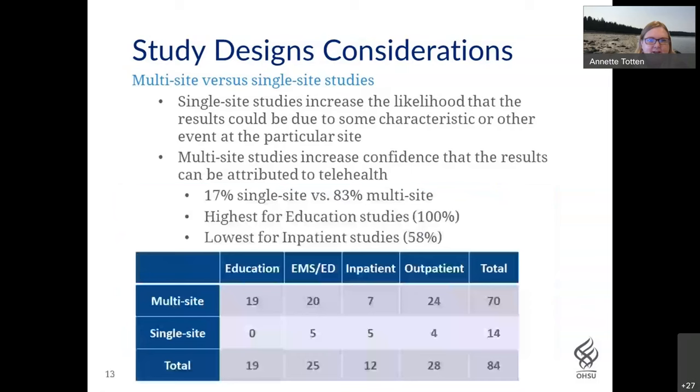Another study design consideration, and one that I'm happy to see improving, is the use of single site versus multiple sites. One of the concerns is when studies are only done in one hospital or one outpatient clinic or even one health system, is that the results aren't transferable to others. And so it's useful if studies include multiple sites in order to look at that. And we see that that's happening for more and more telehealth studies. If you would go to the next slide.